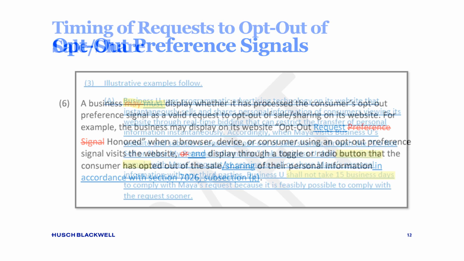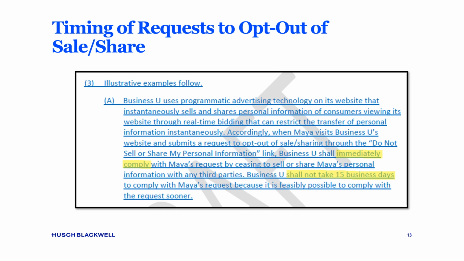All right, two more slides. The draft regulations are also going to seek to add this new example of how businesses process opt-out of sale and share requests for programmatic advertising technology on their websites. Basically, the example says that businesses cannot wait 15 days to process those requests and instead have to do it immediately because it is feasible to do it that way.